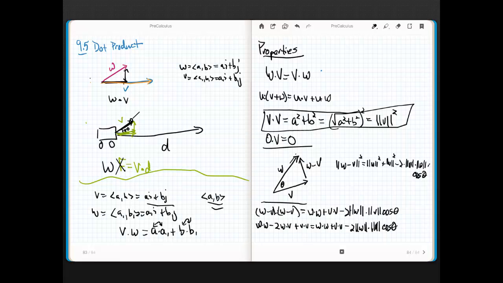Now you can probably see that a couple things are going to happen. Goodbye to w dot w, goodbye to v dot v, right? And what do I end up with? I end up with negative 2wv. I'm going to run out of room.